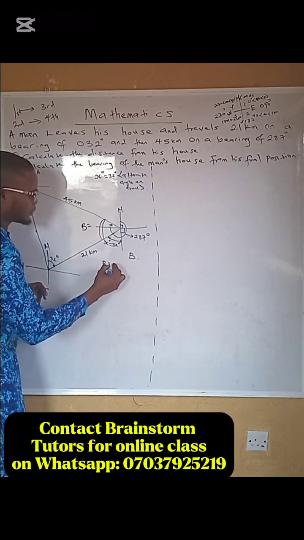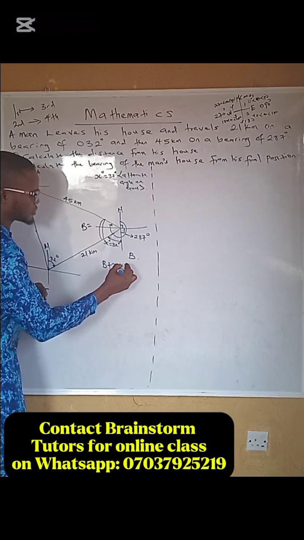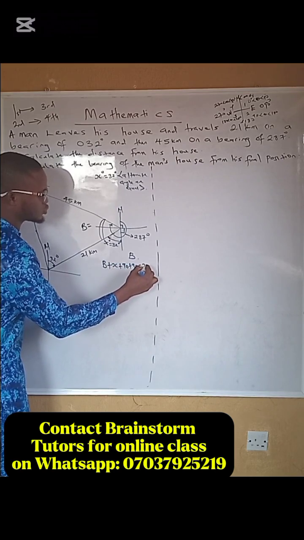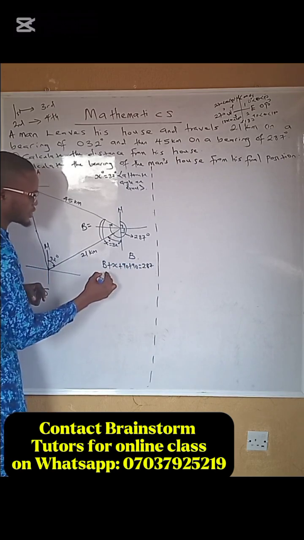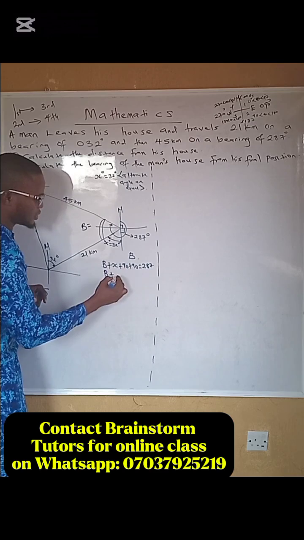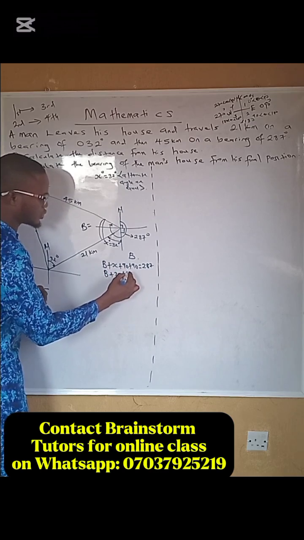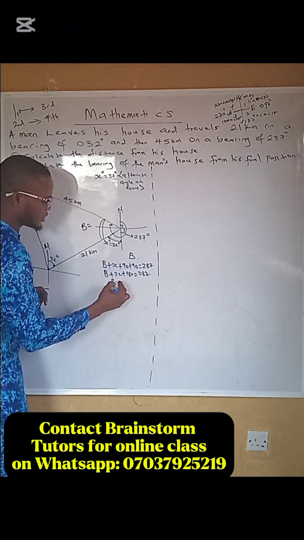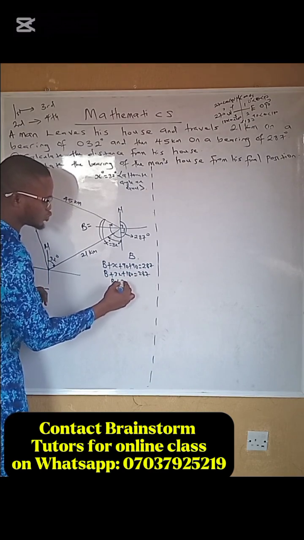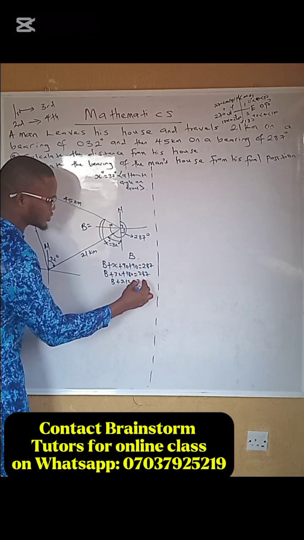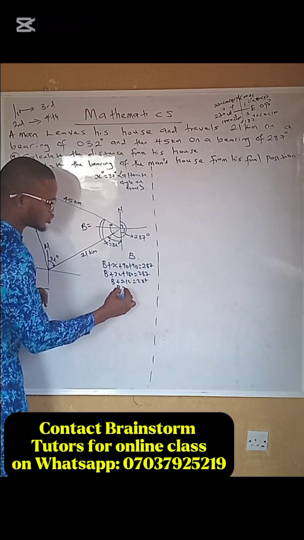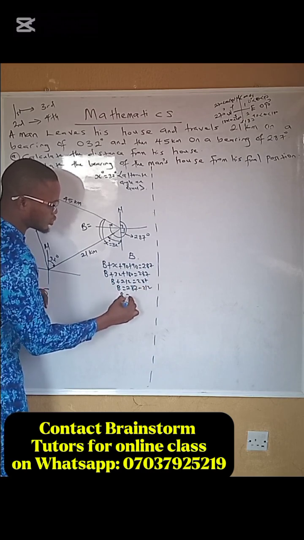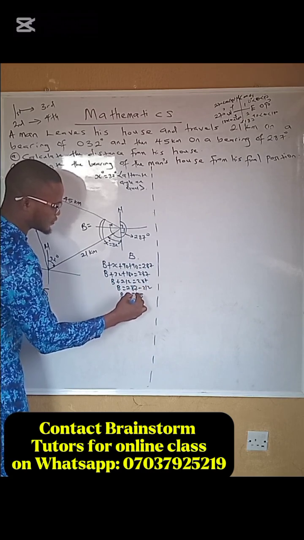B plus x plus 90 equals 287. Please let us be fast with this. I have B plus, this is 32, plus 180 equals 287. Then I have B plus, this is giving me 212, equals 287. And then B is going to be 287 minus 212. Then B equals, this is going to be 75 degrees.